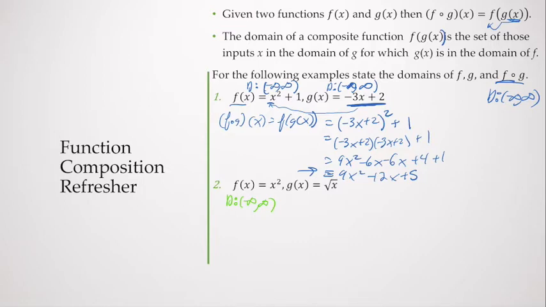Okay. Well, I know I can only take the square root of nonnegative numbers, otherwise they become imaginary, right? We're working with the real number system here. So its domain goes from 0, because the square root of 0 is 0, all the way to positive infinity. So its domain only includes the nonnegative numbers. So let's see what the domain of our function composition is going to have to be.